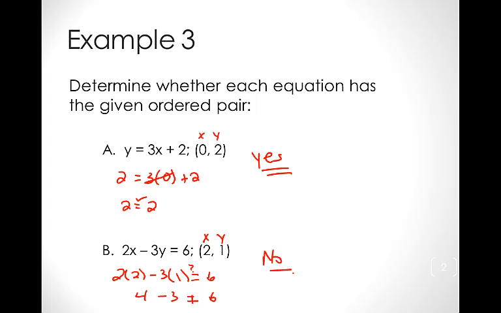So where this is important is that if a point satisfies this equation, that means that point lies on that equation's line. We learned earlier this is an equation of a line, or it's a graph of a line. So when we have this ordered pair 0, 2, and it satisfies it, that means that point necessarily lies on that line.